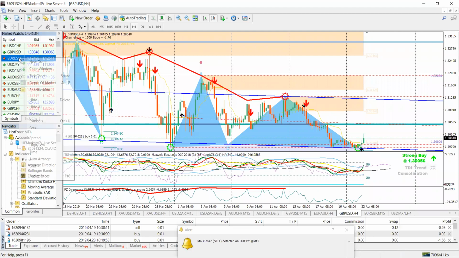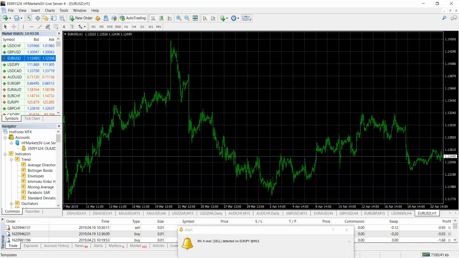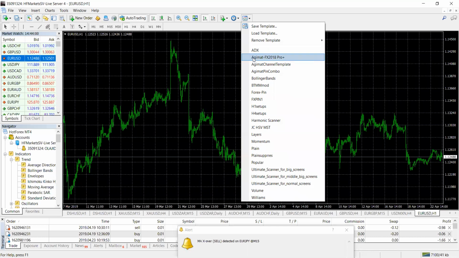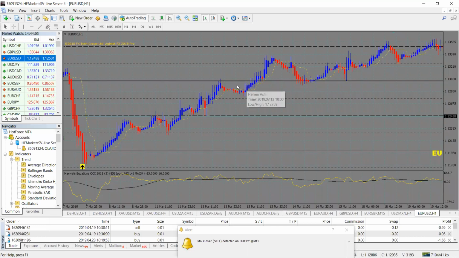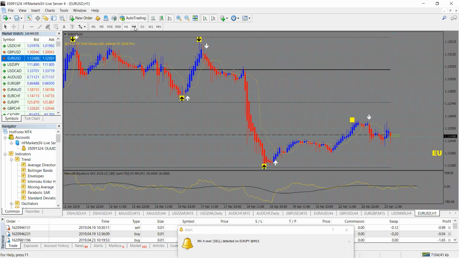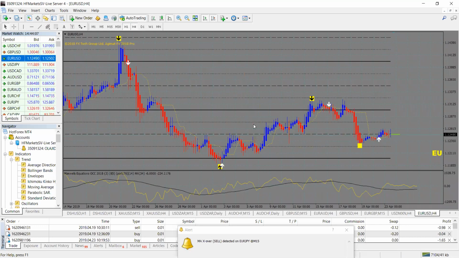So let me go to EU chart window, Agimat, 4 hour. There we go. Same thing on EU, 4 hour. It's a yellow box, there's a white arrow, it's telling me buy, buy, buy. Let me go to the 15 minutes.